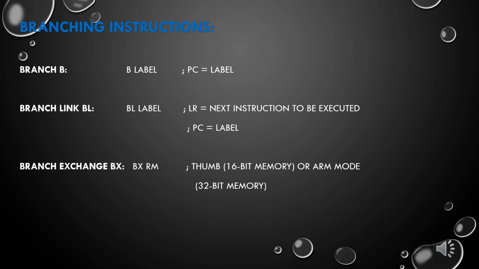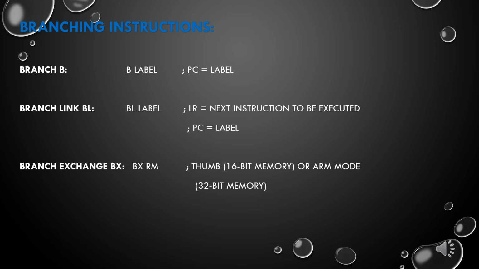Branch link. Its syntax is BL label. It saves the program counter in the link register R14 and jumps to a function called label. R14 is a special register in ARM that is used to hold the return address for a function call.